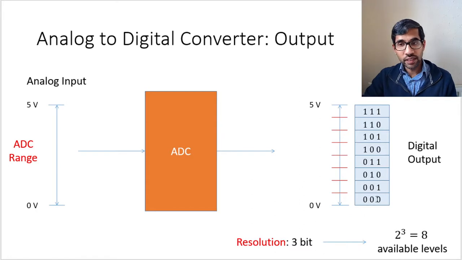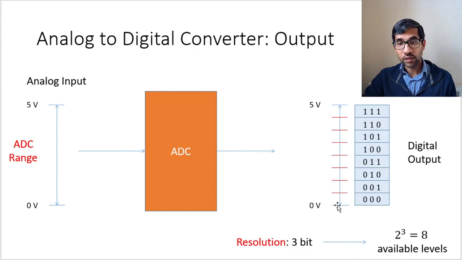So you have a 3-bit digital output, and the digital output can then take 8 different values, as is shown here. You have 000, 001, 010, and so on and so forth. Okay, and all the analog values from 0 to 5 volts, which is the range of the ADC, are mapped into these 8 values. So how would that happen?